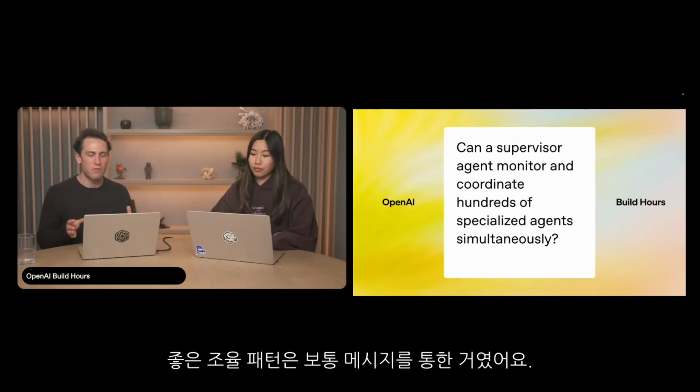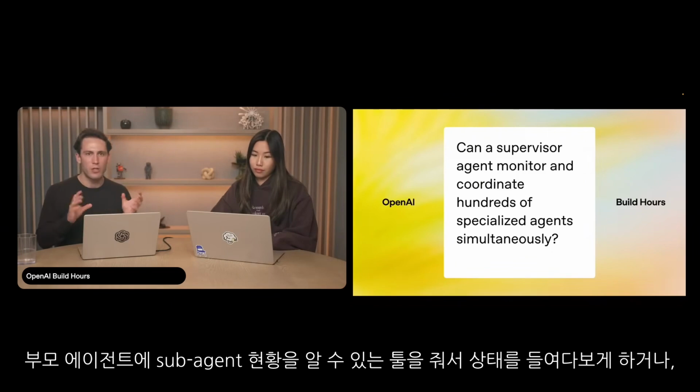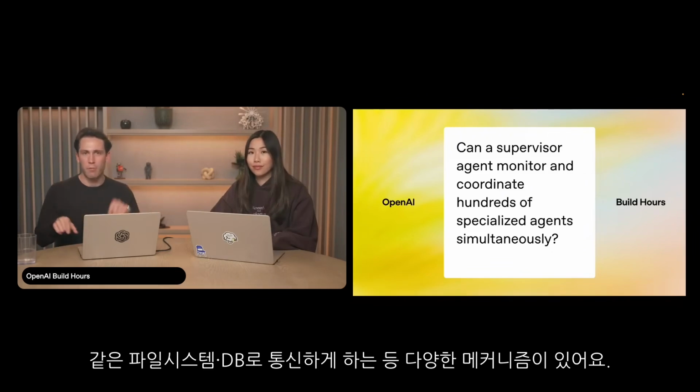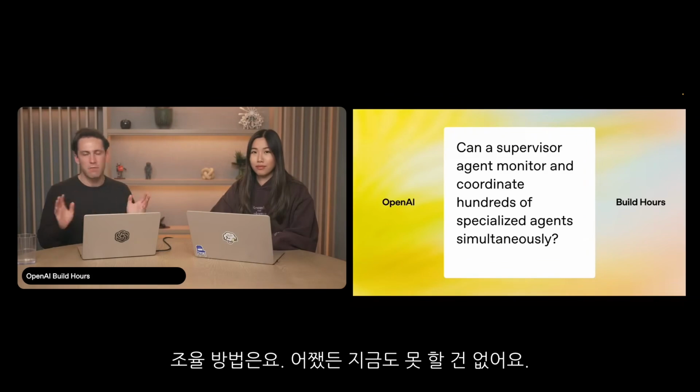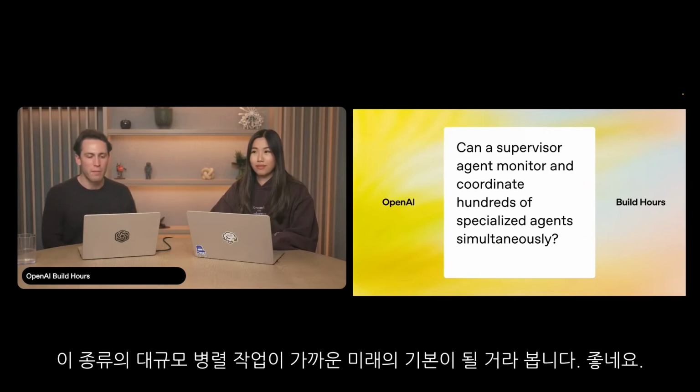I think ways we've seen good coordination patterns is either through messages. You can give the parent agent a tool that allows it to understand what sub-agents are running and then check in on them, so check in on progress, or you can have them all communicate via the same file system or a database or something like this. There's a variety of communication mechanisms you can use to coordinate them. But yeah, nothing's stopping you from doing this. And I think that this massively parallel work will become the default in the near future.